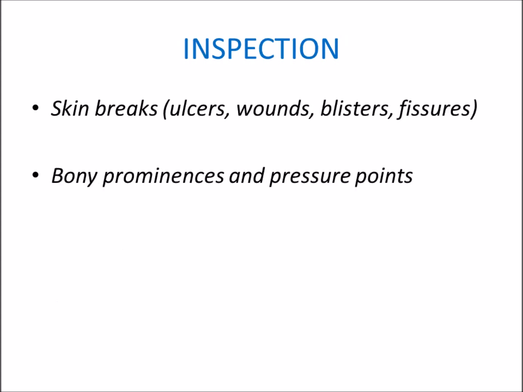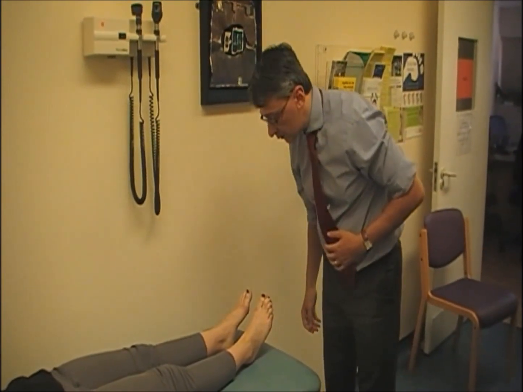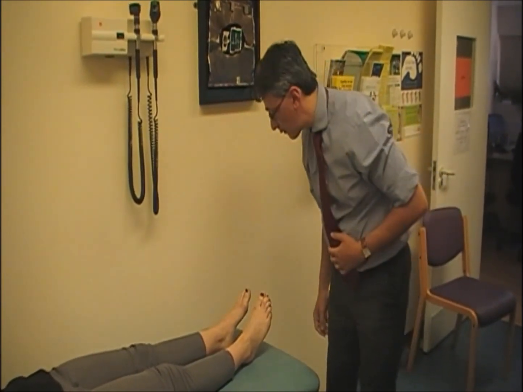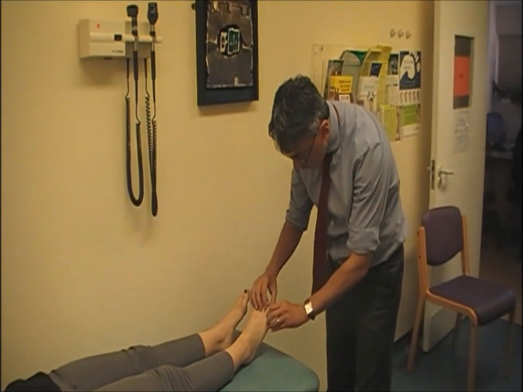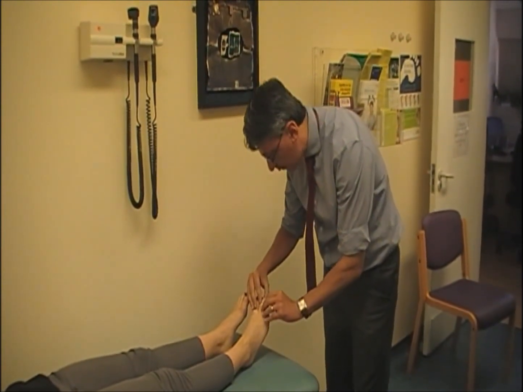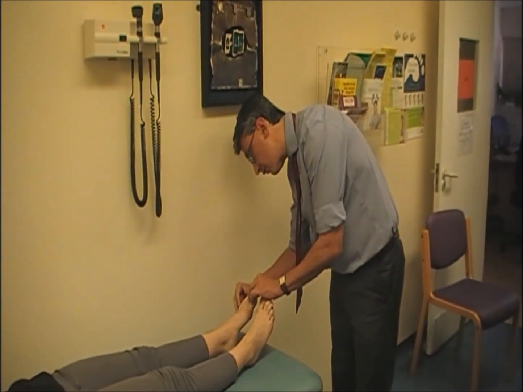In the inspection, we need to check the skin of both feet for any skin break that can potentially be a source of infection, such as ulcers, wounds, blisters, or fissures. One should also look for any area of bony prominence which may be at risk of damage through pressure or rubbing. Remember to check the heels and the space between the toes, since these areas may hide a skin break otherwise not apparent.